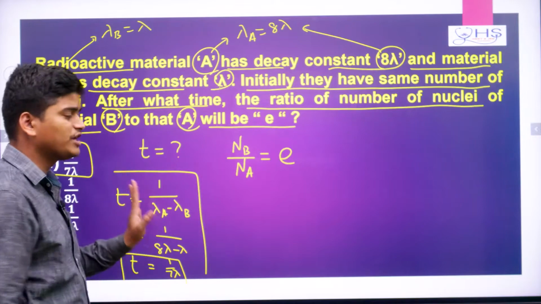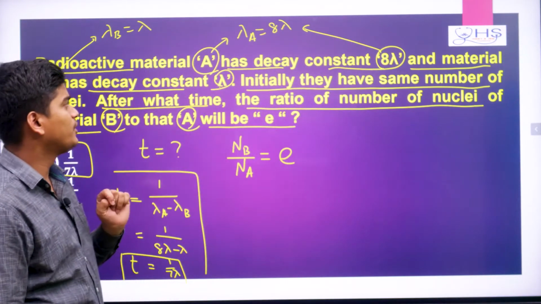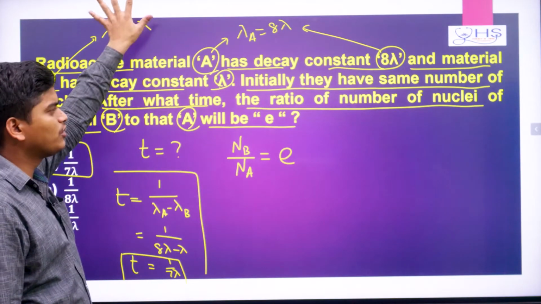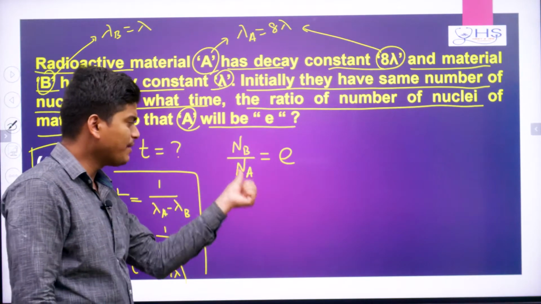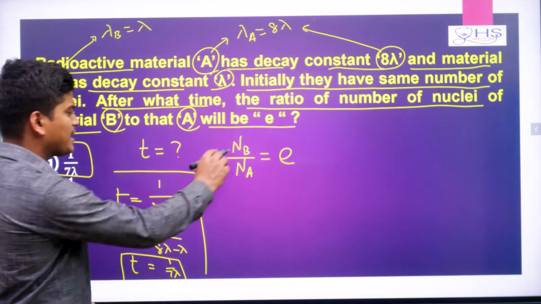But remember, this formula is applicable only if your A has the higher value and B has the lower value of lambda, and NB by NA is given as e to the power 1. Then this formula is correct. Okay, now understand how it is coming.